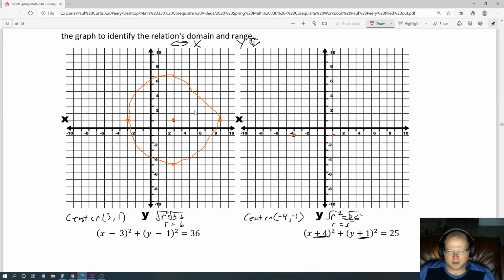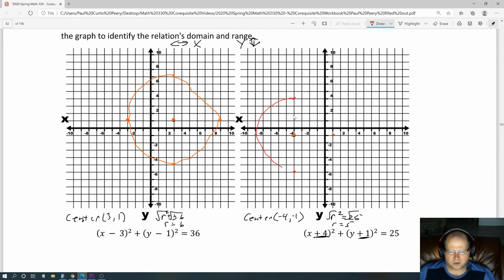Got a point there. Might run out of points here. 1, 2, 3, 4, 5. Hopefully I made all the rectangular coordinate systems big enough. 1, 2, 3, 4, 5. And then 1, 2, 3, 4, 5 right there. Okay. So we try to make a circle.